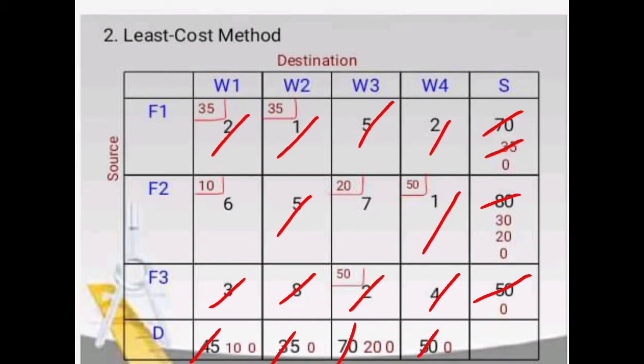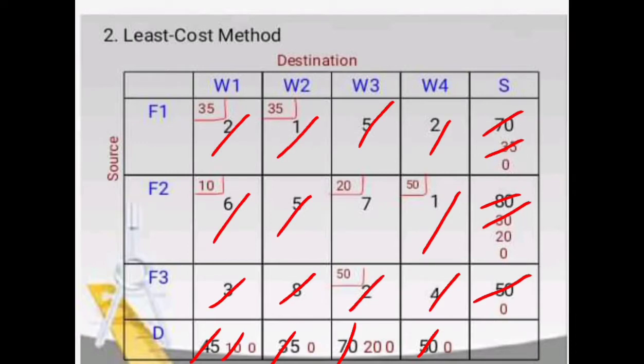Next we have 2 remaining. The least cost is 6. So from the supply we have 30 remaining, and from the demand we have 10. Because 10 is the lesser value, we allocate 10 here, and then cancel out this 10, and 30 minus 10, we have a remaining of 20. Because the demand has been satisfied in this column, we cancel out this part.